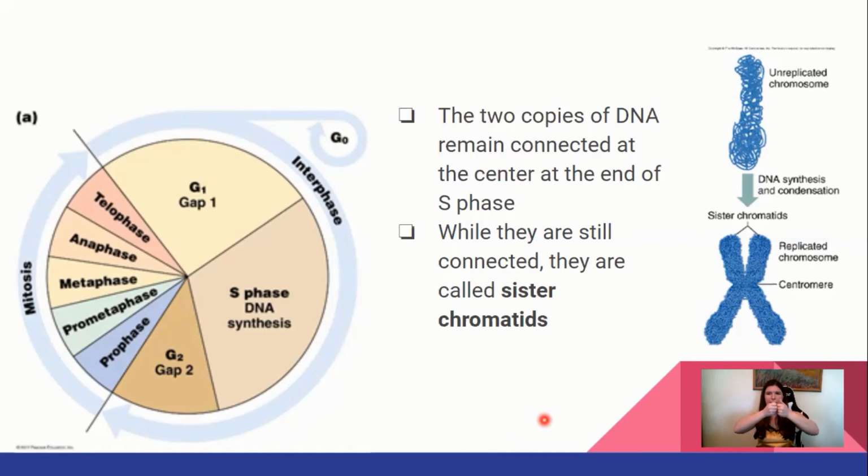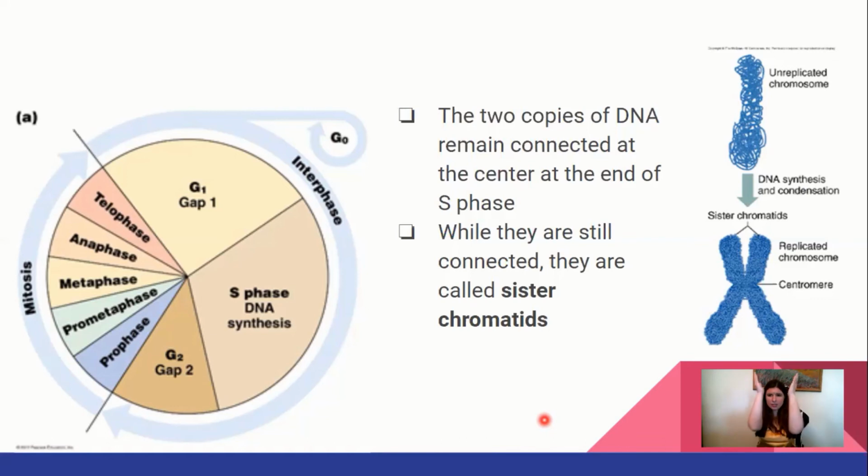And we're basically going to keep them kind of connected at the center, these two identical copies. We're going to keep them packaged together so that as the cell divides, it can move them around together and sort them out really well and make sure that one identical copy ends up in one cell, and the other identical copy ends up in the other daughter cell. So after S phase, where we have these two identical copies, and we keep them kind of connected in the center, that's why we'll often see our chromosomes drawn as X's. That means we have two copies of the DNA still connected at the center.